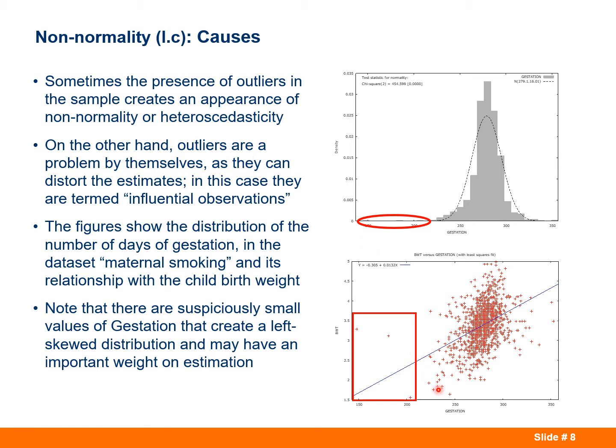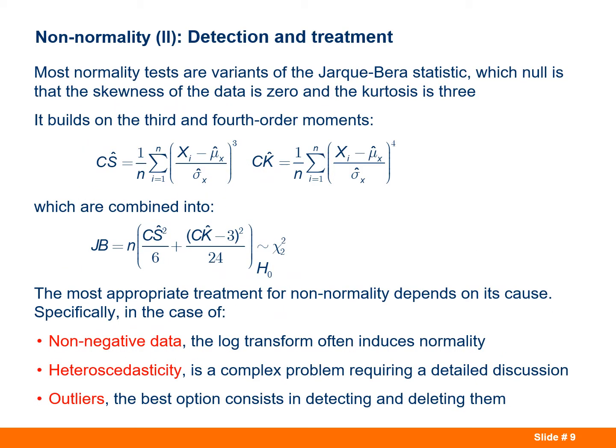The figures show the distribution of the number of days of gestation in the dataset maternal smoking of Gretel and its relationship with the child birth weight. As you can see, there are 3 data points, which are probably erroneous, corresponding to children with a very small period of gestation and in some cases a very large birth weight. These values probably are erroneous and they create a left skewed distribution which would lead to a rejection of the hypothesis of normality. How can we test for normality of the data or the model errors?